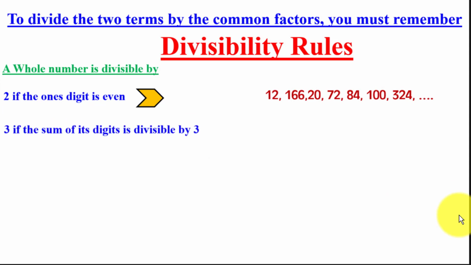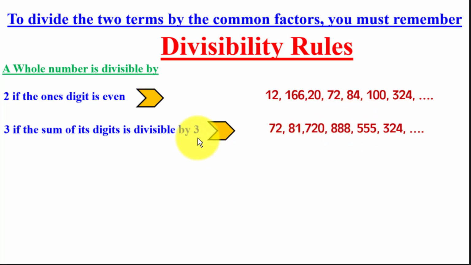Divisibility by 3: the number is divisible by 3 if the sum of its digits is divisible by 3. For example, 72, 81, 720, 888, 555, and 324. If we take the number 888, just find the sum of its digits. It will be 8 plus 8 plus 8, which is 8 times 3, so 24. Ask yourself, is 24 divisible by 3? Yes, it equals 8. So this number is divisible by 3 without making any steps for division.